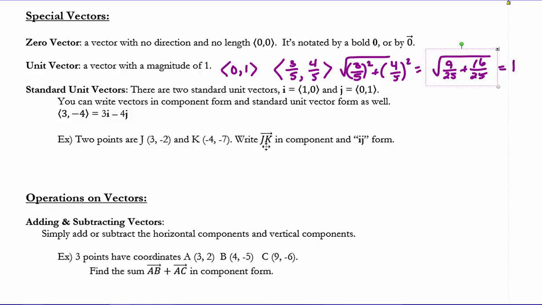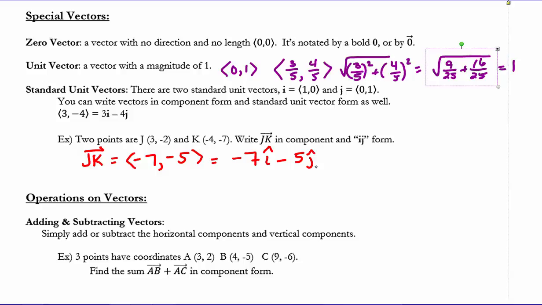But anyways, if I wanted to write this vector in component form and ij form, component form is negative 7, negative 2 to 7, I went down 5, negative 7, negative 5. In ij form, that's negative 7i minus 5j. Okay, wait, why did I dot my i and my j with that?